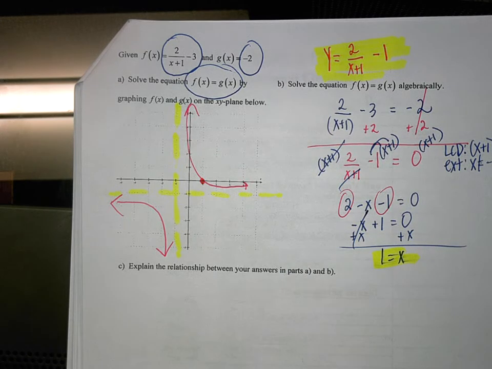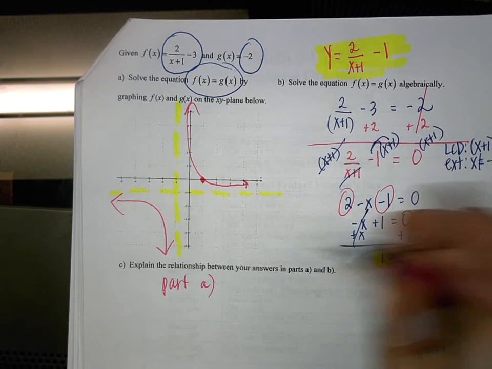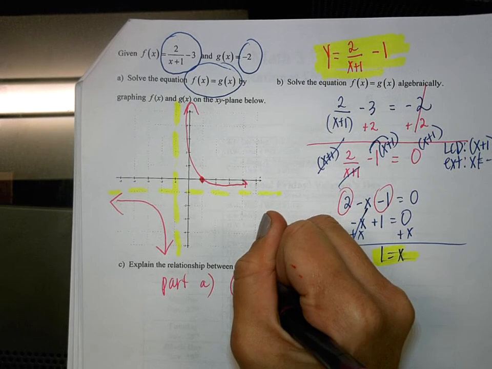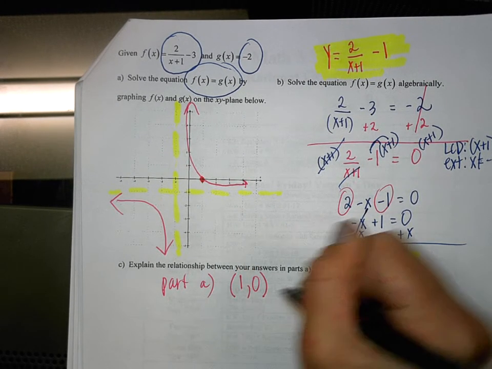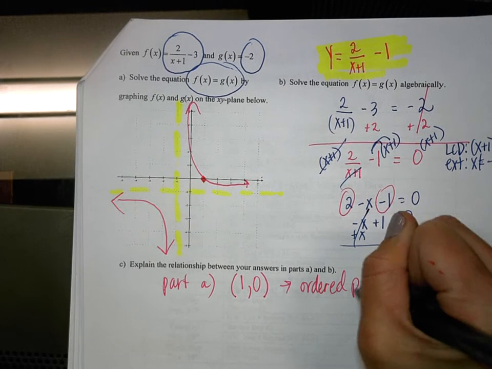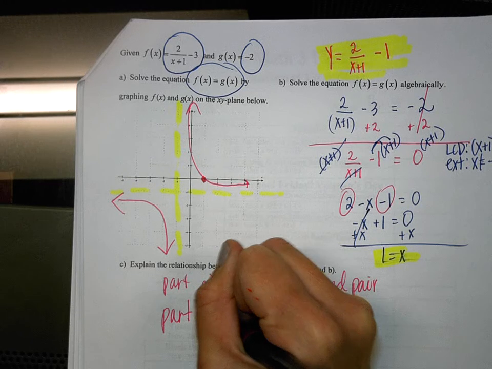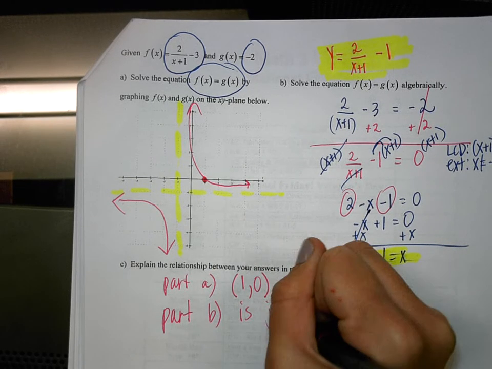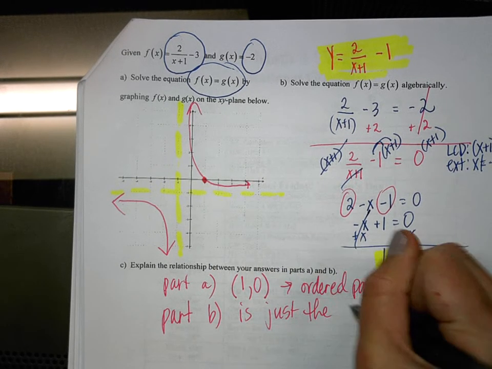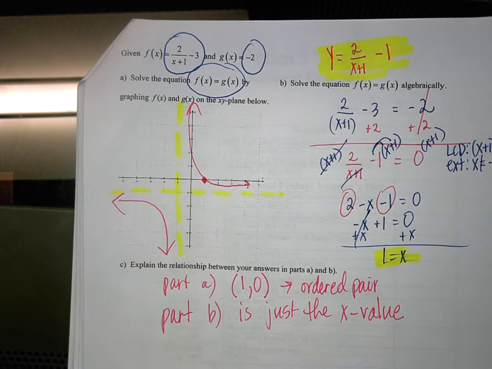Okay, the relationship between A and B is that part A is actually an ordered pair, which is at 1, 0, where part B is just the x value. And you could write that in better sentences than me, but that is the difference. Any questions?